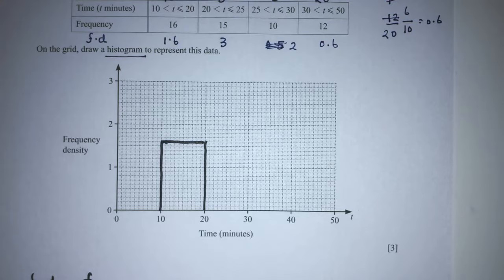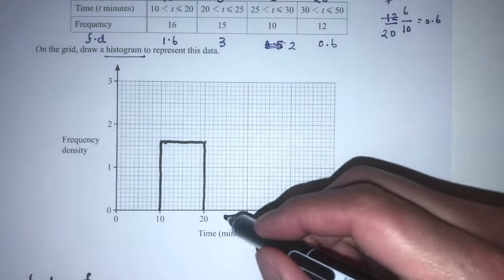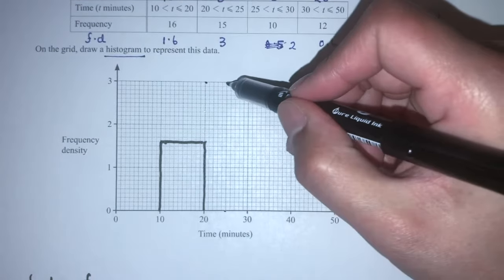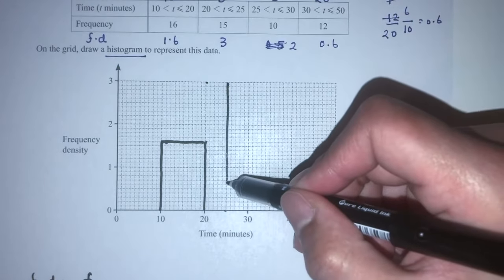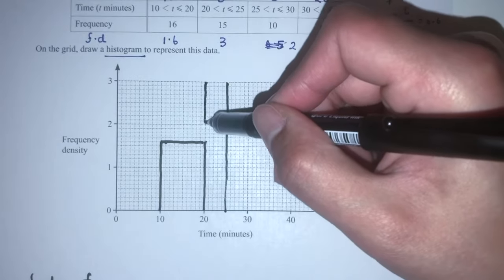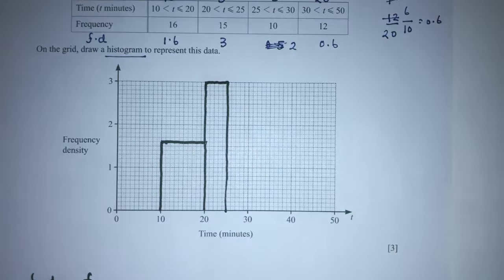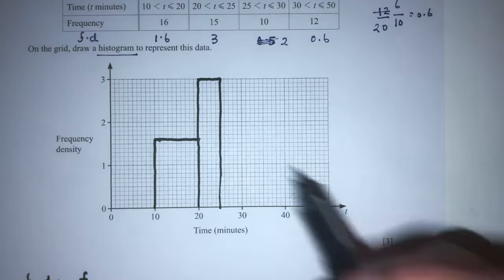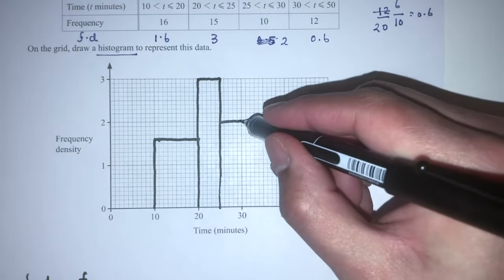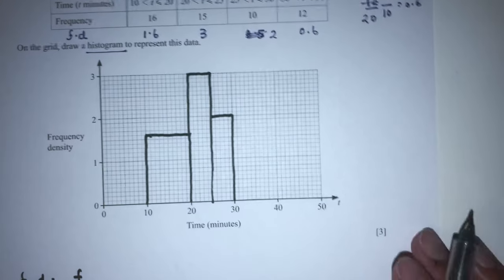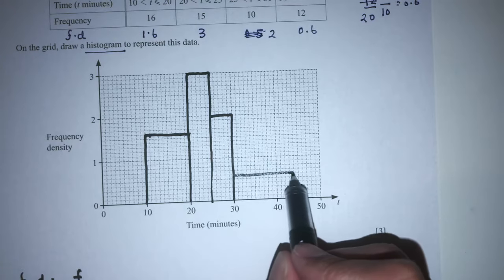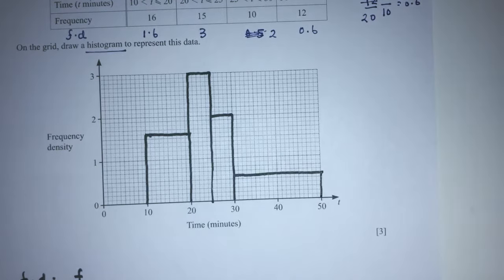That's the first bar, and then we have 20 to 25 is 3. 3 will be this one. And then we have 25 to 30 is 2. And then we have 30 to 50 will be 0.6. Okay, that will be your answer for question 19 for the histogram.